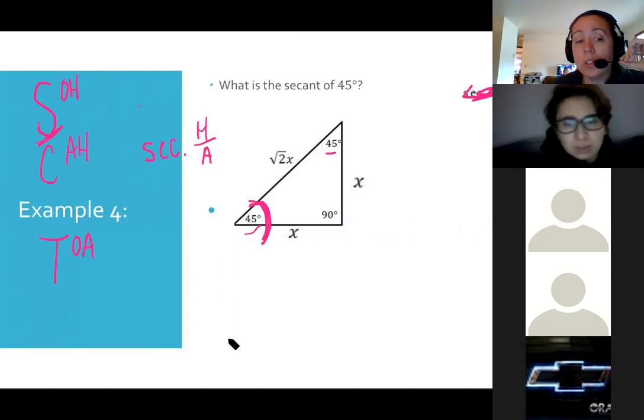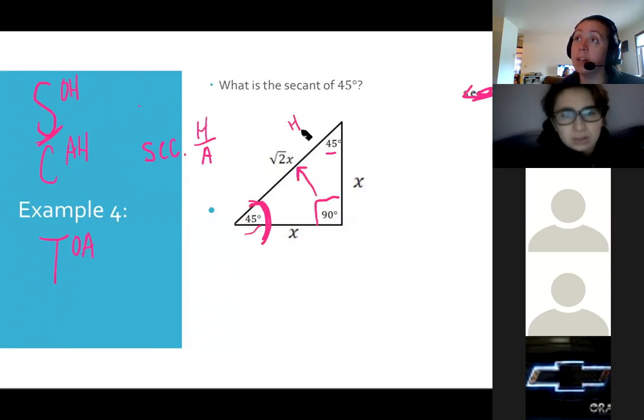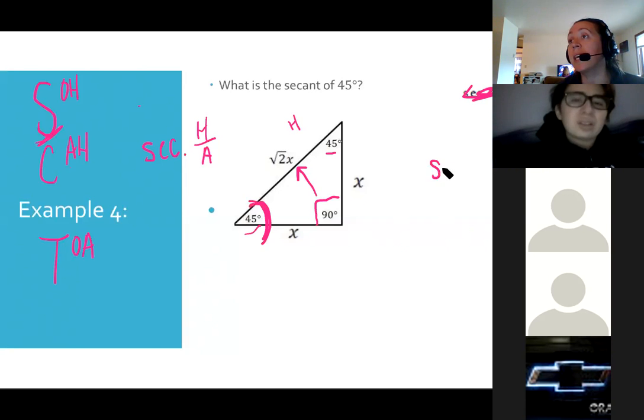Okay, so which side is that hypotenuse? Beth is thinking. The hippopotamus. Where is the hippopotamus? Always across from the longer side, right. It's going to be the longest side. So it's going to be across from the 90. This is the hypotenuse.